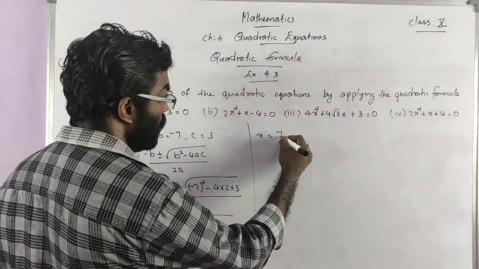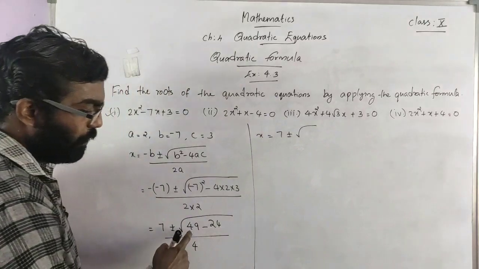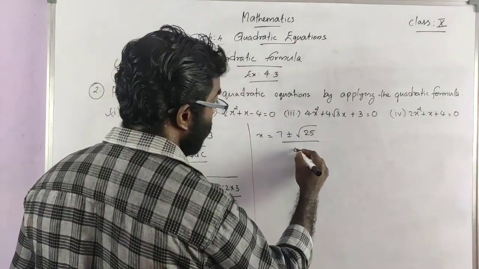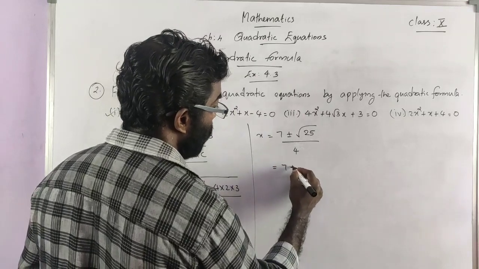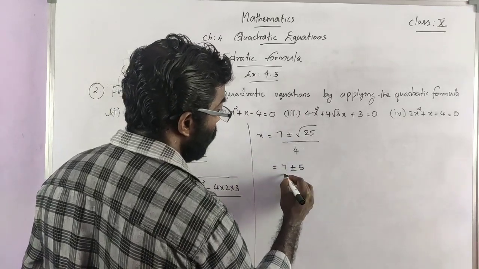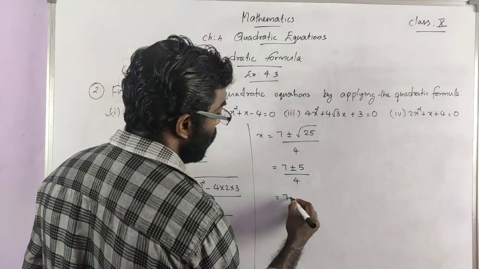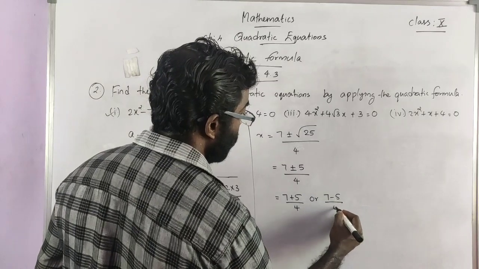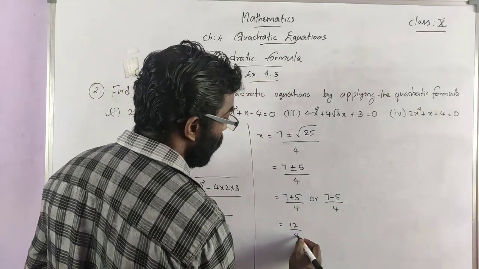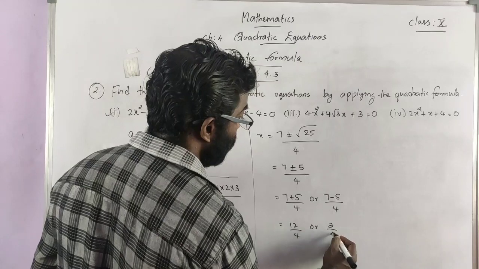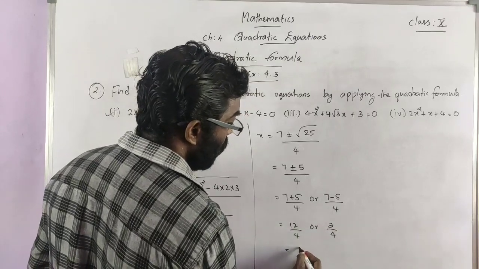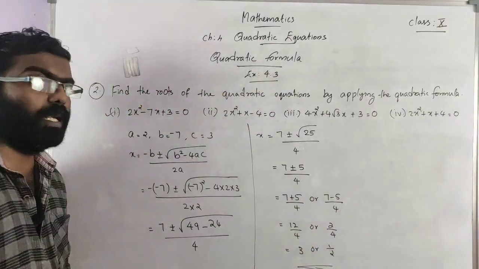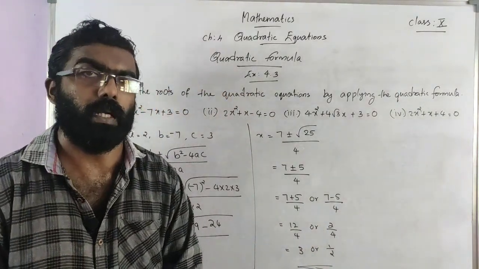Therefore x is equal to 7 plus or minus root of 49 − 24, which is 25, divided by 4, which is equal to 7 plus or minus root 25, which is 5, divided by 4. 7 plus 5 by 4 or 7 minus 5 by 4, that is 12 by 4 or 2 by 4, which is equal to 3 or 1 by 2. So the roots of the given quadratic equation are 3 or 1 by 2. Clear?